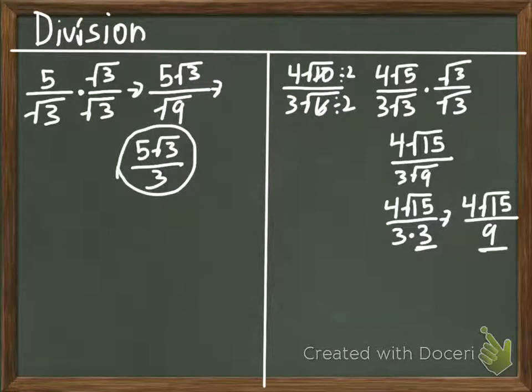Now we need to be careful here. This 9 and this square root of 15 cannot be simplified. Just like over here, I did simplify this 3 and this 3. The reason being, one's under a square root, one is not. You cannot mix those together. So 4 square root 15 over 9.